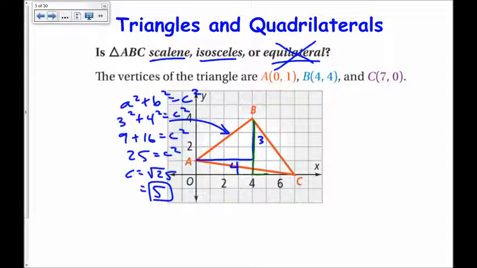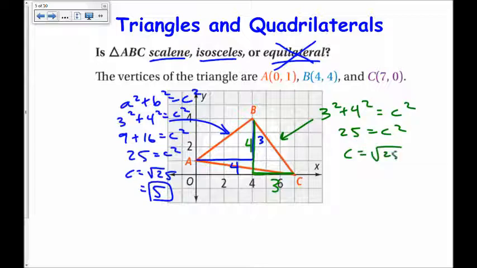Okay, now I'm wondering if BC is the same length, or longer, or shorter. Draw on those. This is going to be 4 in green, and this distance will be 3. Okay, now they're similar numbers, which makes me think it's going to work. So I'll be a little shorter this time: 3 squared plus 4 squared is equal to c squared. That 9 plus 16 is still 25 is equal to c squared, and c is equal to the square root of 25, or 5.